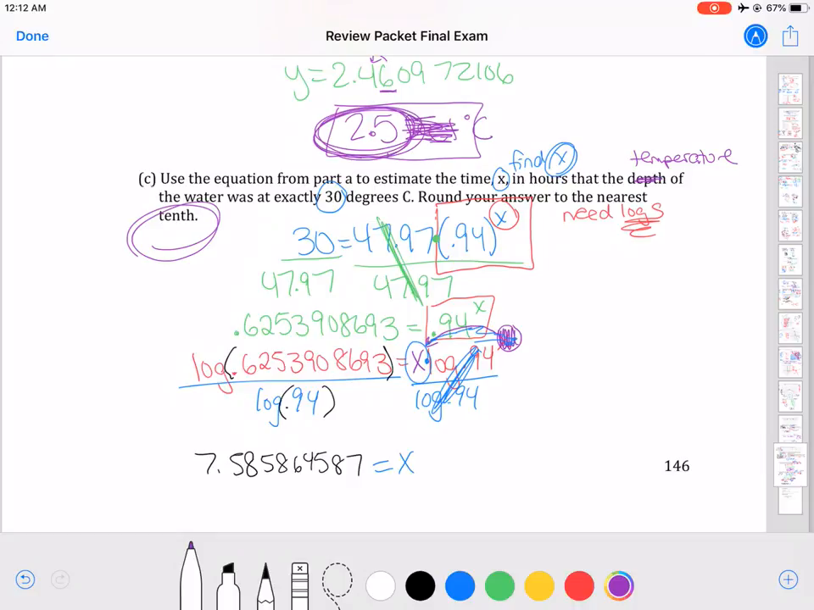Okay, so the directions say to round to the nearest tenth, just like the part B. Nearest tenth is one place after the decimal point, but I have to look at that second place to see if it'll bump it up. That 8 does bump the 5 up, so my final answer is 7.6 hours is how long it would take for the temperature to reach 30 degrees Celsius.